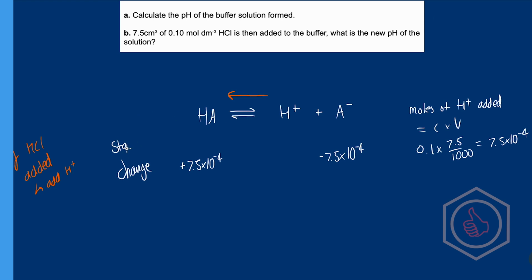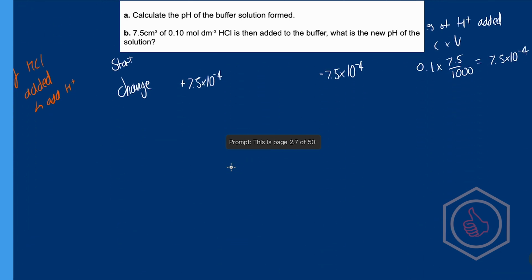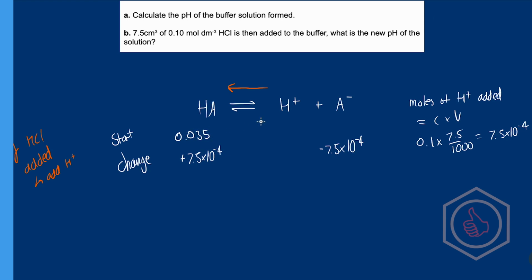Our starting moles of HA we calculated earlier to be 0.035 moles of HA and 0.025 moles of A-, meaning our final moles of HA will be 0.03575 and our final moles of A- will be 0.02425. Now, to find the concentration of H+ ions in our solution for pH, we know we're going to need to use the expression Ka equals concentration of HA divided by concentration of A-.